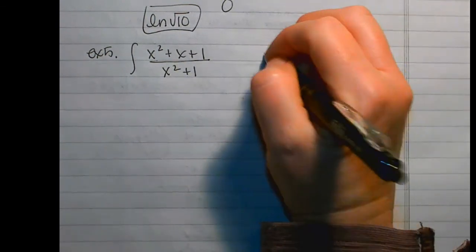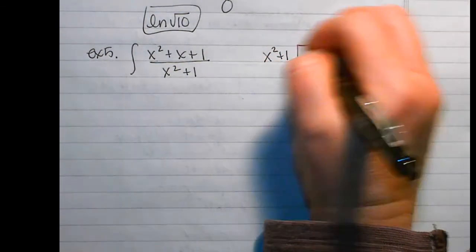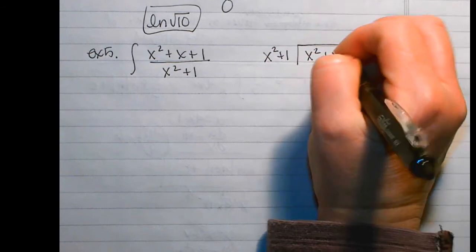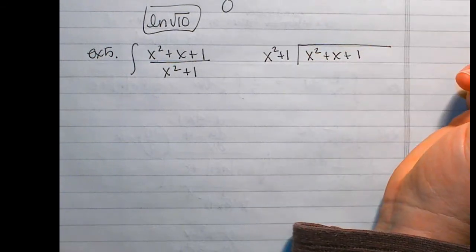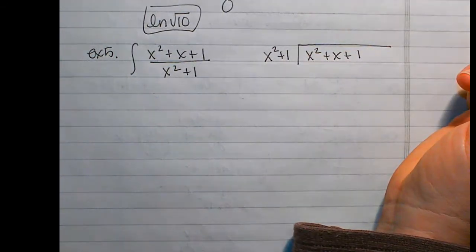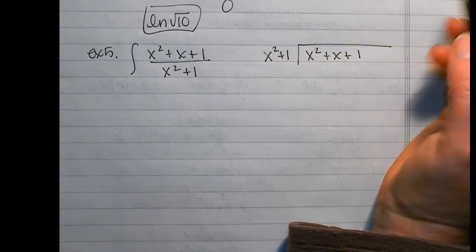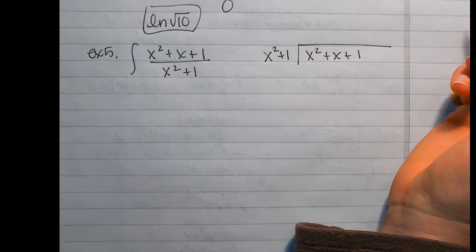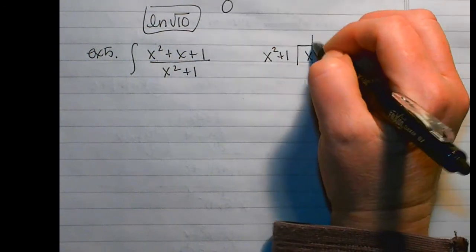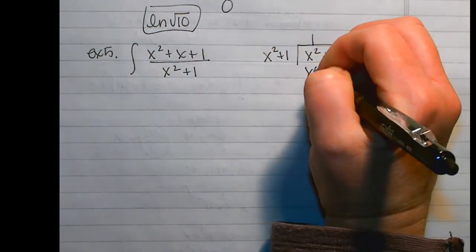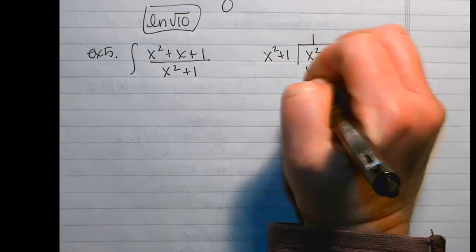So here I go. Long division. X squared plus 1 goes into x squared plus x plus 1. And we're going to find out what the quotient is and the remainder, like we did in Algebra 2 and Precalculus. And then we'll have separate fractions that are simpler that we can use. X squared goes in x squared once, then you multiply x squared plus 1. Change the signs.